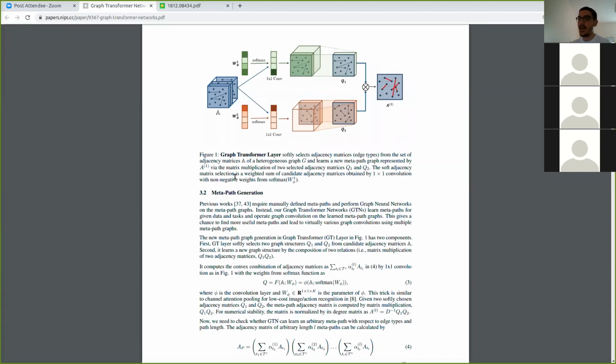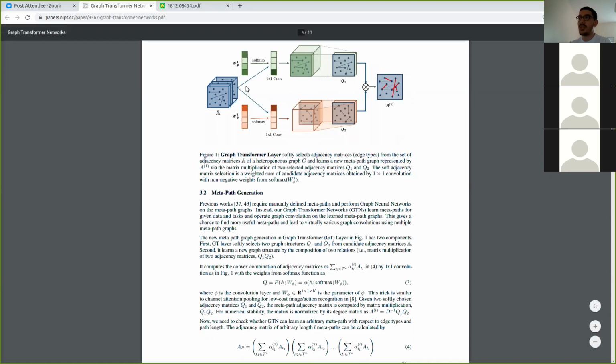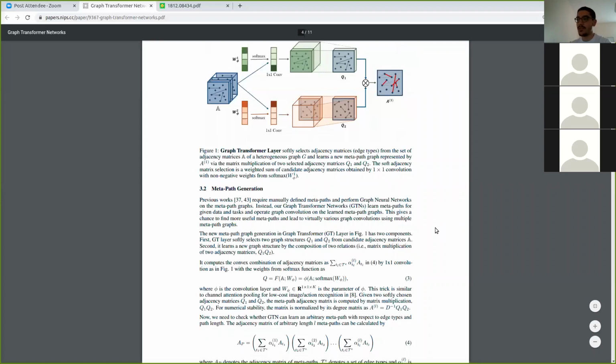The selection is actually a convex combination of adjacency matrices. It's a one-by-one convolution, and these weights are actually learned. The way they are learned is there is a parameter vector over the different edge types, to which a softmax is applied, and these are then used as the coefficients of the convex combination.